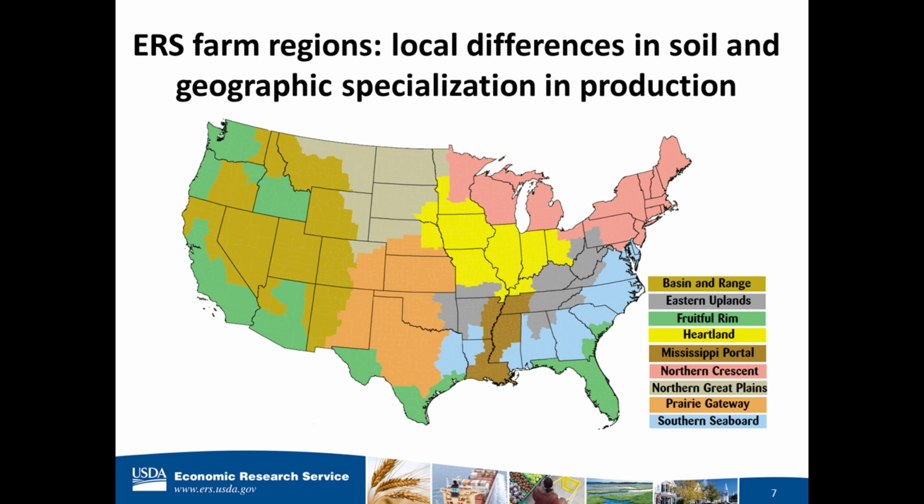So I mentioned earlier that the ERS provides regional estimates on the cost of production. And the regions that we use are the ERS farm regions that were developed in the early 2000s. These regions take into account local differences in soils and, more importantly, in the specialization of a region in different types of commodities. So the old ERS regions would be determined by states. So a couple of states would be aggregated together, and it wouldn't really account for any terrain differences or soil or even the different types of commodities.